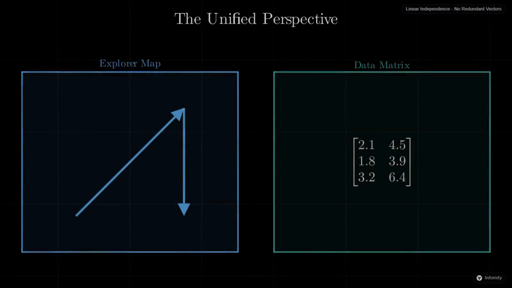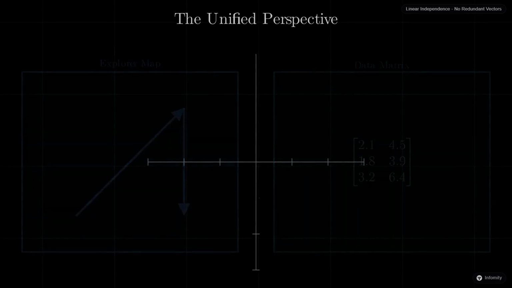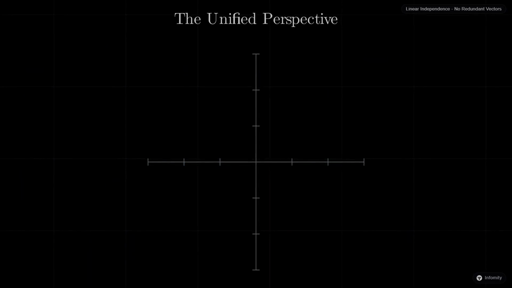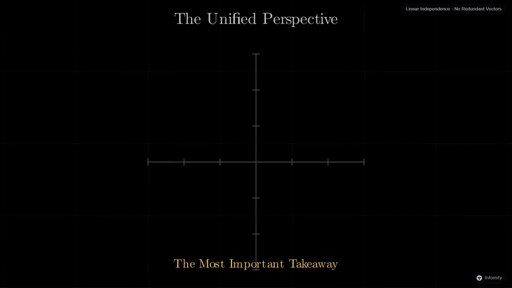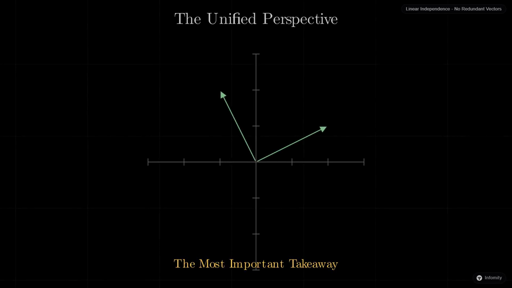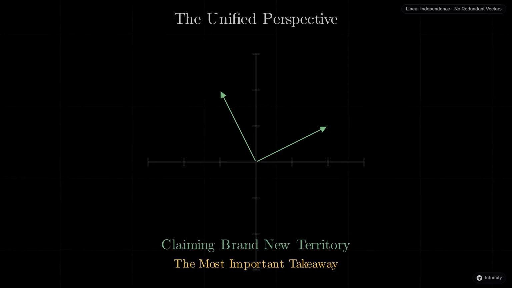Here's the ultimate convergence. Whether you're an explorer mapping a physical valley, an algebraist solving equations, or a data scientist training neural networks, you are solving the exact same problem. Redundancy in data is geometrically identical to redundancy in space. But here's the single most important takeaway from this entire journey. Linear independence is our formal test to ensure every single vector we track is actively claiming brand new territory. We no longer wander in circles, we only step forward.